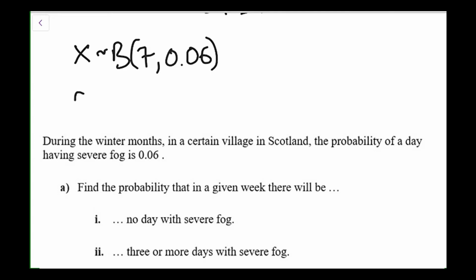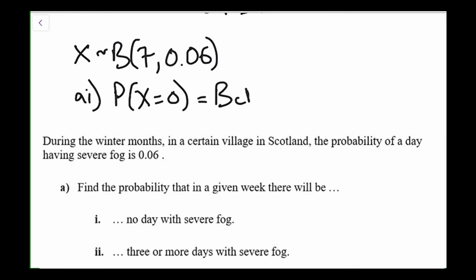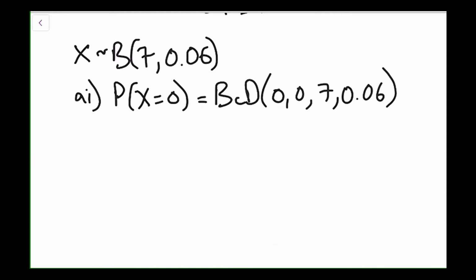Okay, from there we're asked to find the probability there are no days with severe fog. So that translates to a probability statement, probability x equals 0. Typing this into our calculators, we can get an answer quite quickly. So we're going to use the BCD function. 0 is the only value we're interested in, so the minimum and maximum are both going to be 0. Our n value of 7, p is 0.06, hit the enter button, and we get an answer of 0.6485.